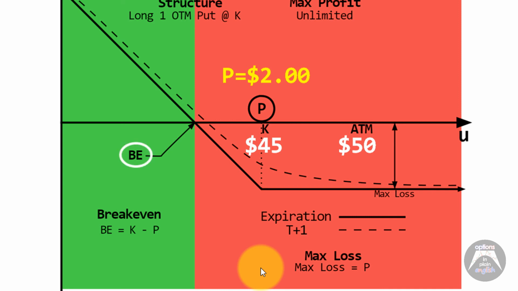So our break even is going to be the strike price, where we start making money below the strike price, and then offsetting the $2 that we paid. So $43 is going to be our break even. So if the underlying expires below 43, we're going to be making money, and if it expires above 43, we're going to be losing money, which is why it's in the red area.